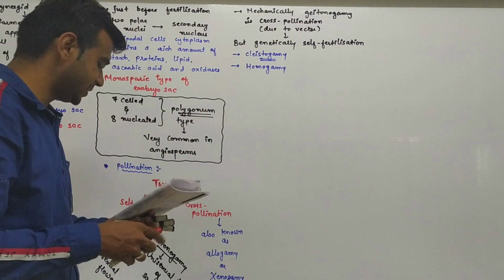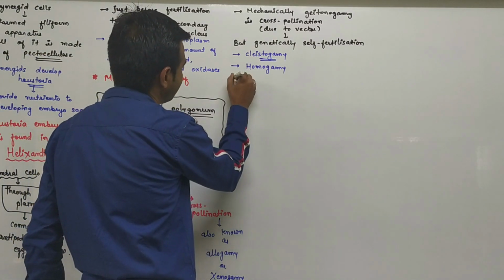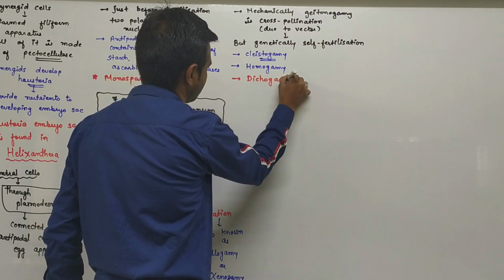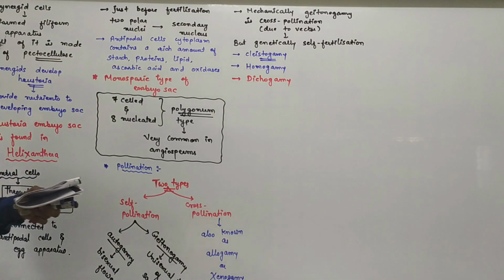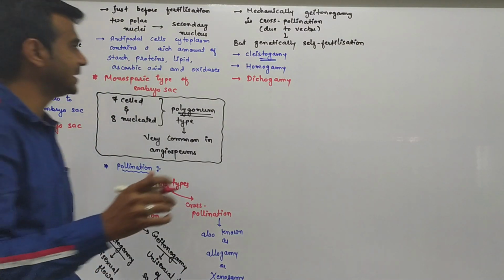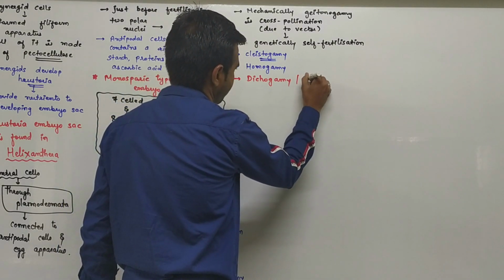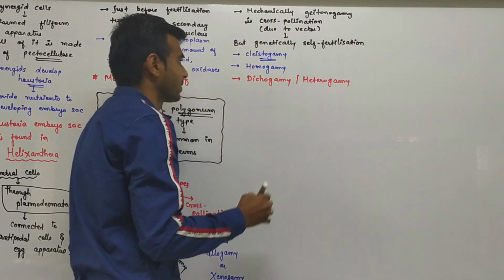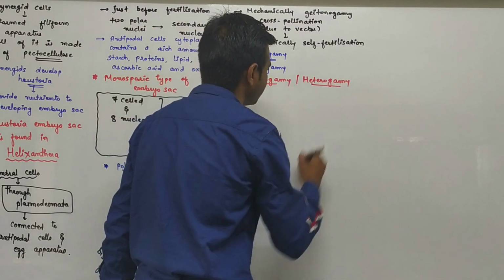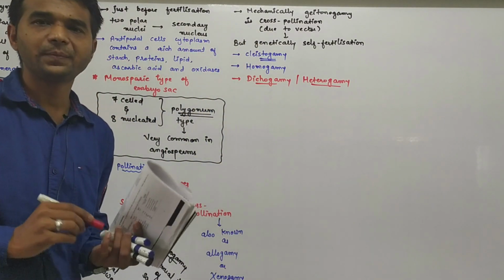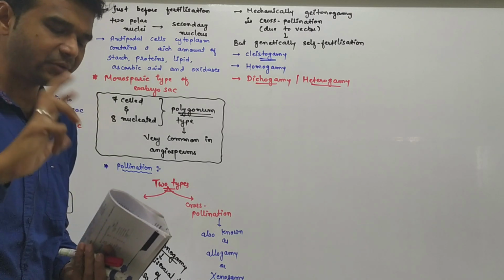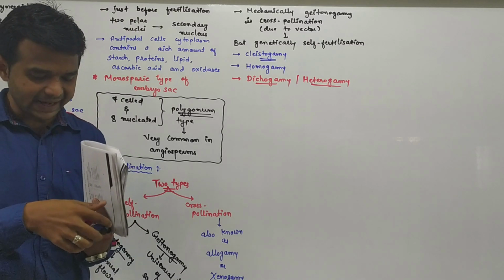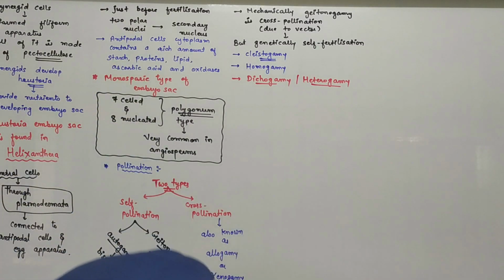Now for cross pollination, dichogamy, or we say heterogamy. Now you know the meaning of this. Release of pollen grain from anther and receptiveness of the stigma both are at a different time. This is known as dichogamy or heterogamy. Fine.